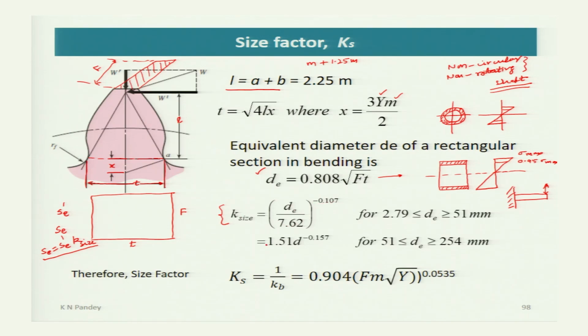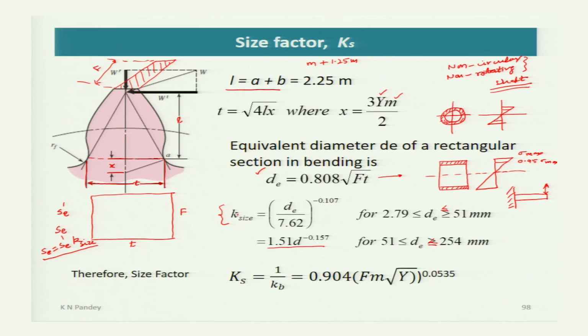Now, this is valid when D equivalent is greater than or equal to 2.79 and less than or equal to 51 mm. And if it is greater than 51 mm but less than or equal to 254 mm, then this is the formula.